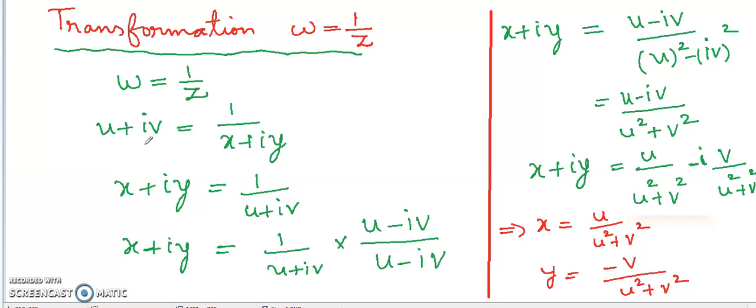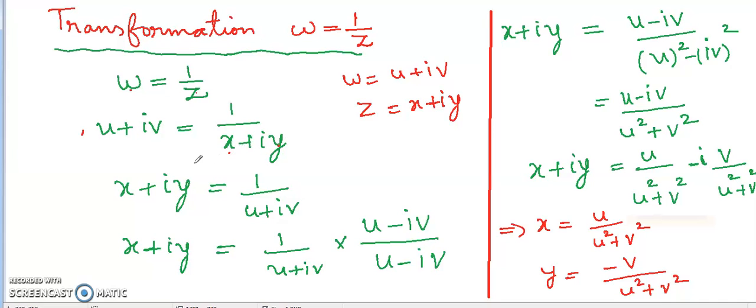In this video, we are going to learn the transformation W is equal to 1 by Z. We know W is equal to U plus IV and Z is equal to X plus IY. So instead of W, I take U plus IV, and 1 by Z is X plus IY.